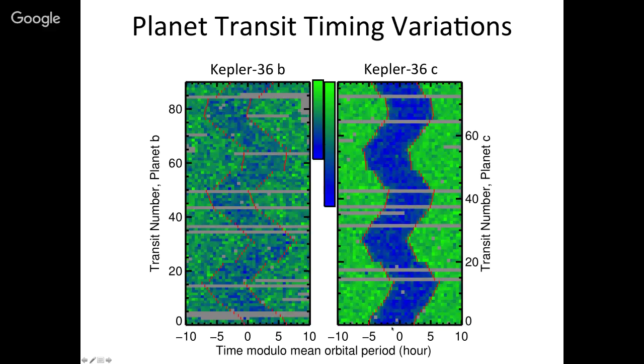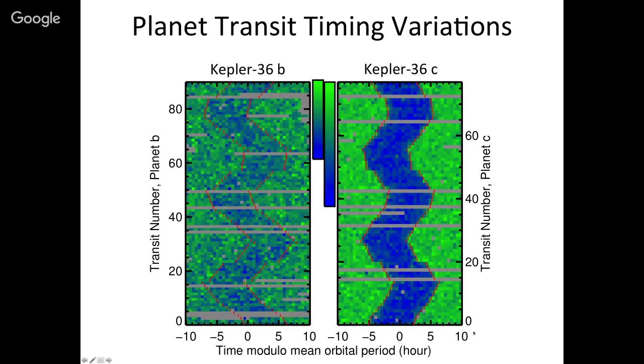This is a river plot where each line of pixels essentially corresponds to a transit of one of the planets. Kepler 36b here on the left and Kepler 36c on the right. The first row is the first transit discovered by Kepler, and the later transits are shown at the top. The color of each pixel gives you the apparent brightness of the star measured at that particular time. These green values are the nominal brightness of the star when there's no planet in front of it, and where the pixels are blue, that's where the planet is in transit, and the apparent brightness of the star is decreased.